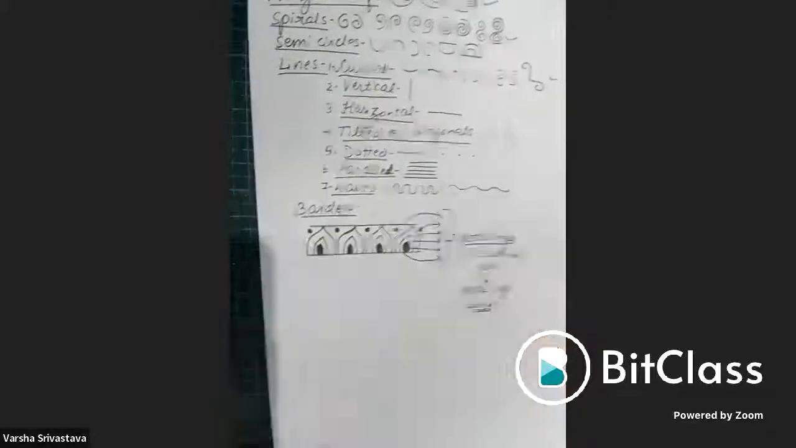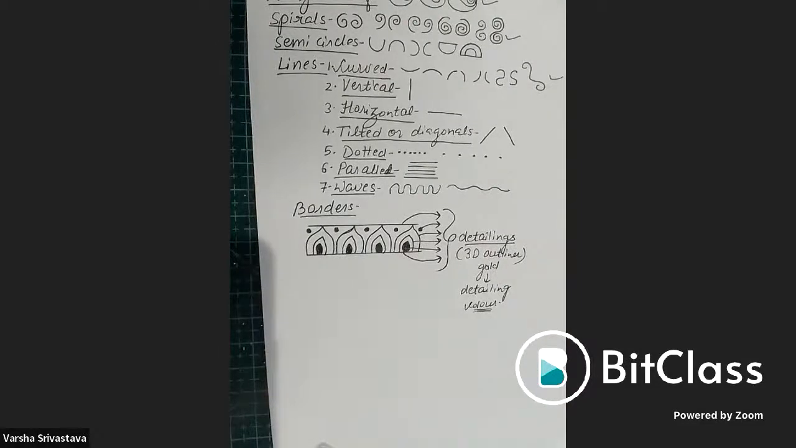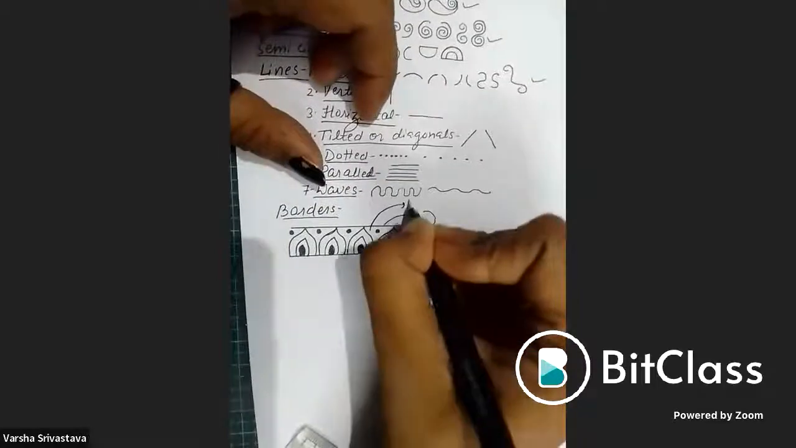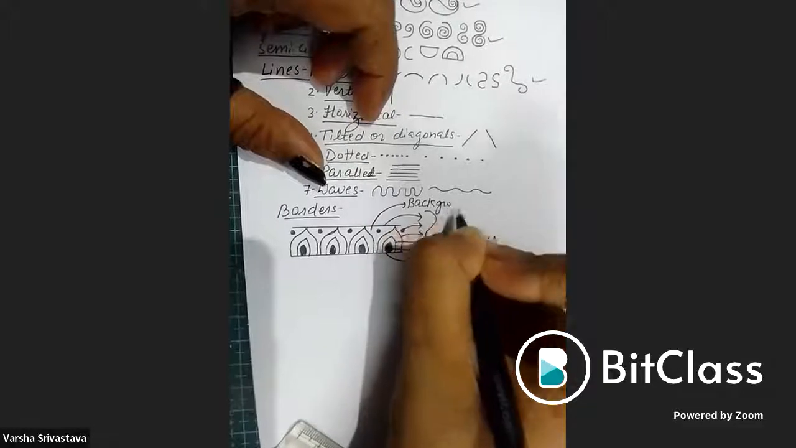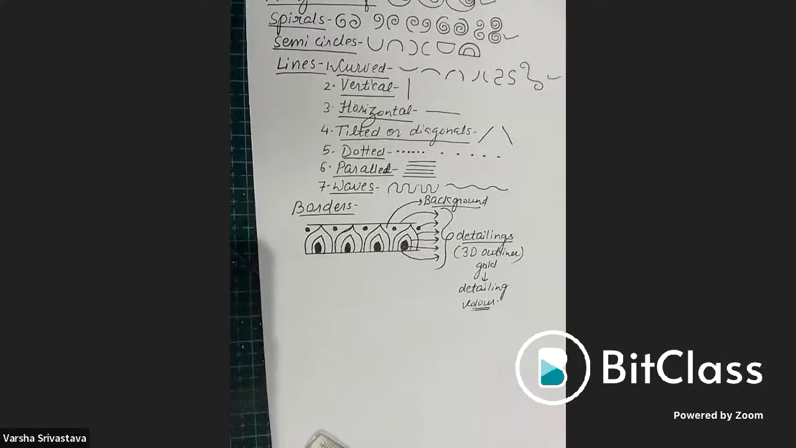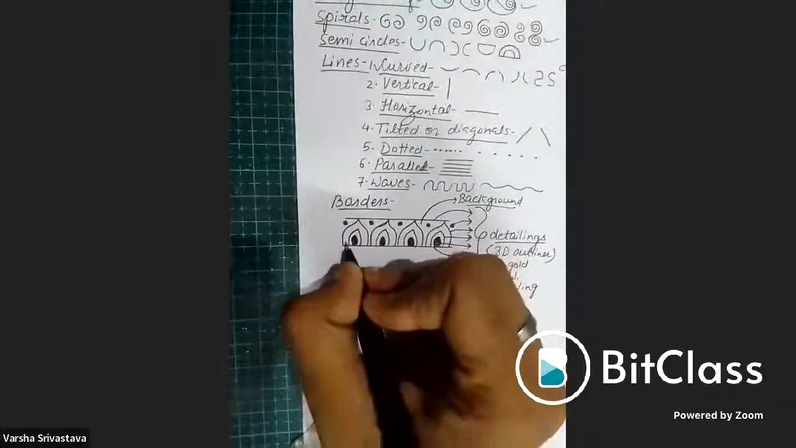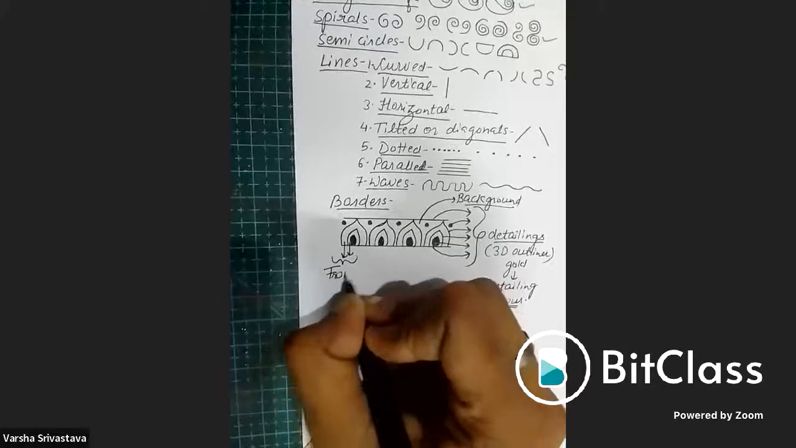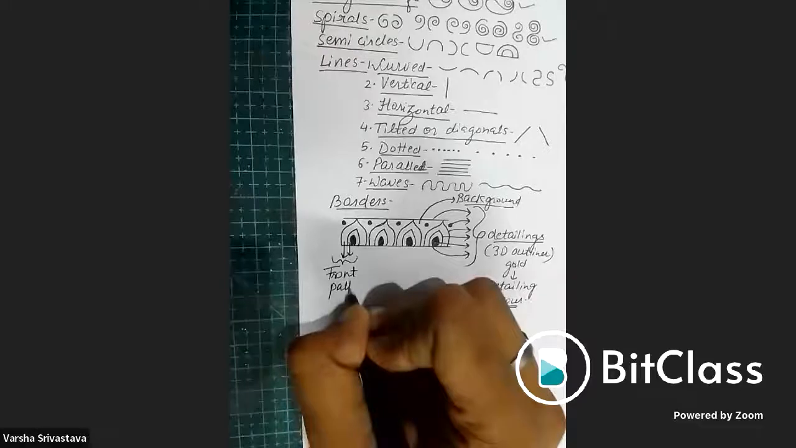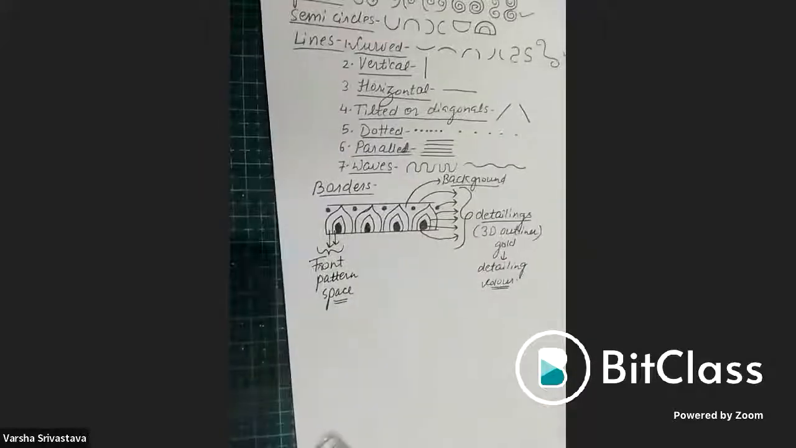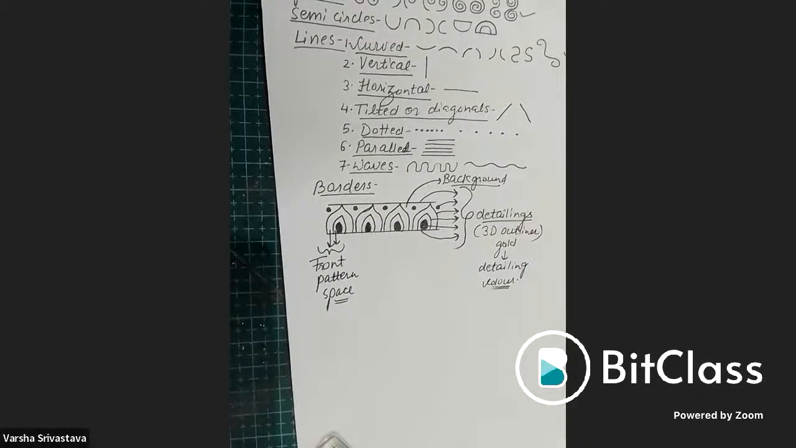Okay, so these are the detailings, and now you see there is some space between the domes. The space between these two domes, or between the other domes, is known as the background. Now the space inside the domes, between the first and second dome, second and third dome, is known as the front pattern space.